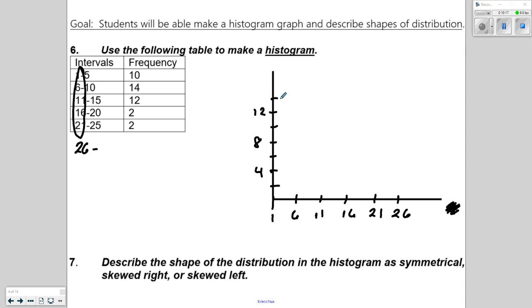All right, now we just do the best that we can. I would highly advise using a ruler. Of course, if you're a good artist, which I am not, maybe you don't need one. Okay, so there's our 10. Here's our 14. Here's our 12. And then we got 2 2s.